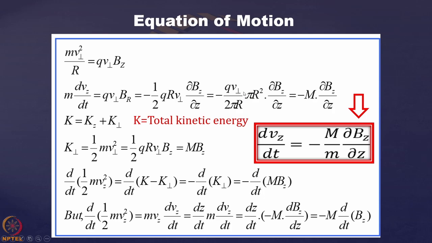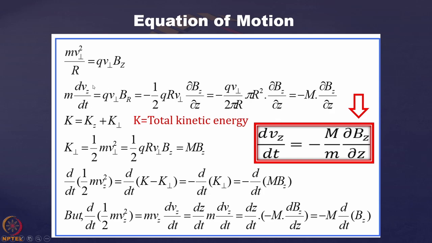Now you see, what is that? q v perpendicular by 2 pi r, that gives you the orbital frequency. So q into frequency gives you the current, and then current into pi r square, the cross section of the orbit, so the area. So current into area gives you the magnetic moment, and then this del vz by del z is there.